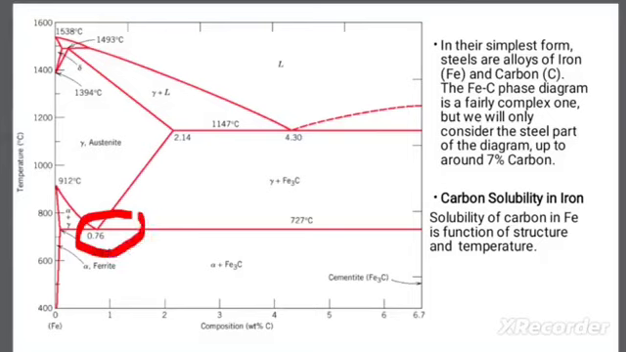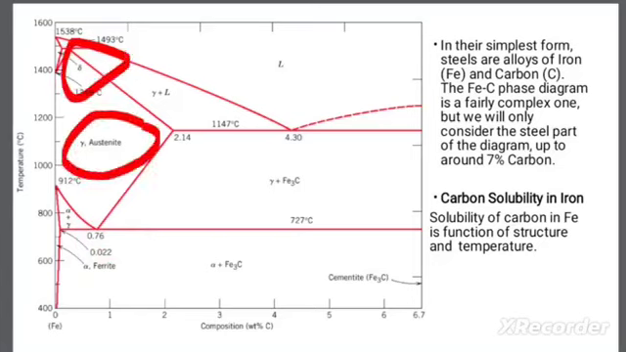This point is called the eutectoid point, where austenite transforms into ferrite and cementite. So at the point 0.76, austenite transforms into ferrite and cementite. Here is the delta region, here is the alpha region, that is austenite, and here is the ferrite region.